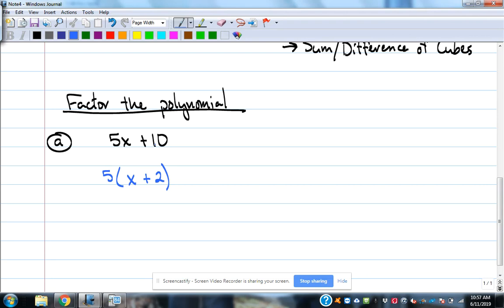You have factored that polynomial using the greatest common factors. That is as far as that one will go. Okay?